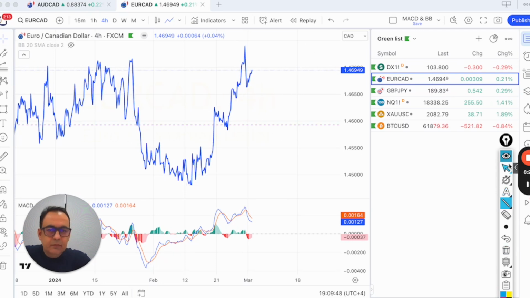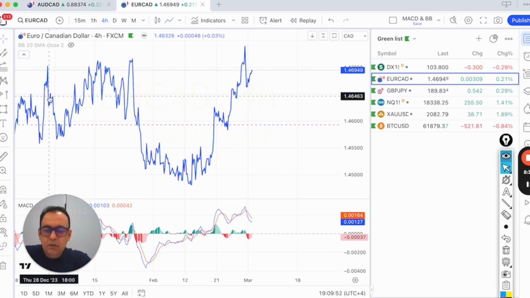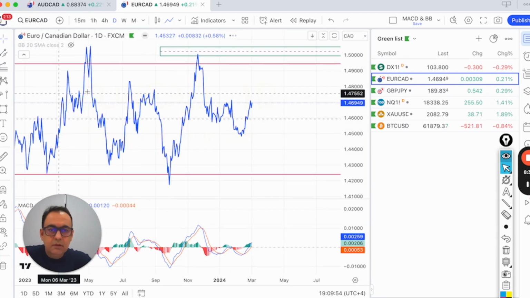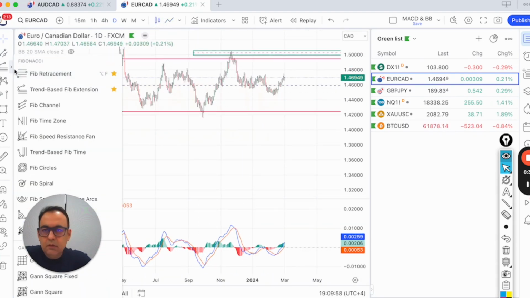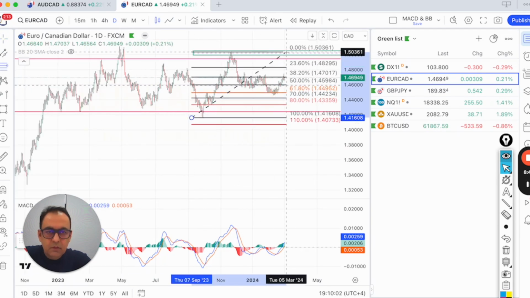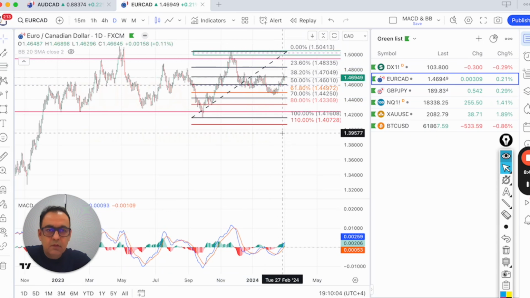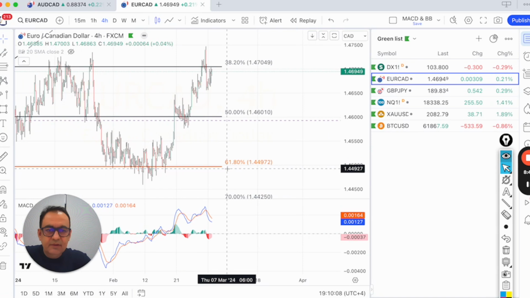1.5. Now we can apply, going back to daily so that we have the levels in mind. So we can apply fib retracement, and now moving back to 4-hourly. So this is a very strong area, 61.8.